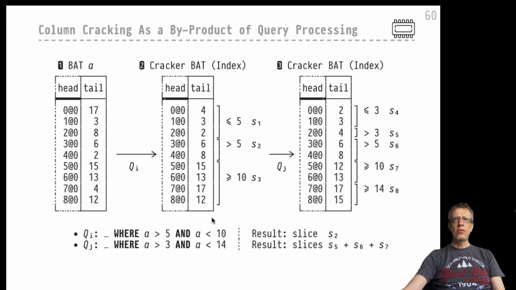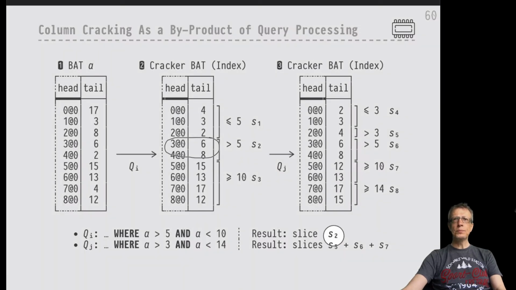And you can see that the values that fall inside this queried range between 5 and 10 exclusive are indeed found here in the cracker BAT, and they are indicated as a slice, as a contiguous range inside this cracker BAT that contains all the values greater than 5 but less than 10. Okay, so that would be the answer to our query. The values or the rows in the slice S2 are indeed the answer of our query.